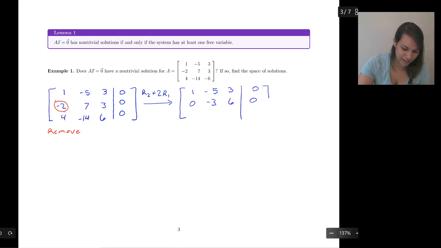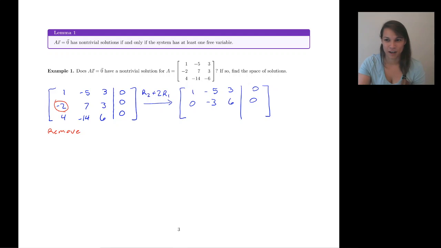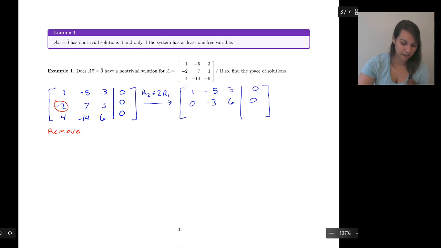Then you'll notice I didn't write row 3 down. It's because I'm being lazy. I'm going to modify row 3 now as well, because I'm going to use row 1 to do that. I also want to remove this entry at the same time.